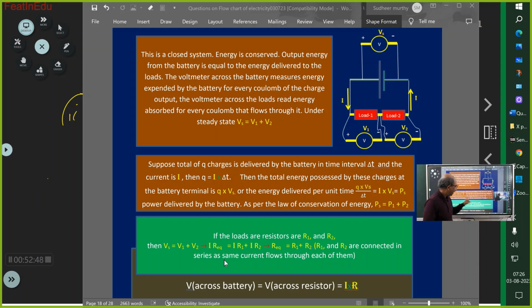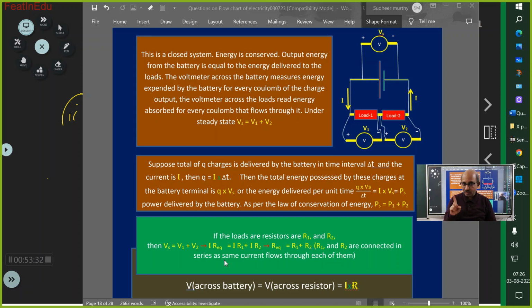So now here you see, students, the same current I is flowing through the loads. Which current? The electron that leaves the battery enters load 1, the same electron comes out of load 1, enters load 2, and comes out of load 2. It goes through the same loads. When the same current is flowing through both the loads, then the loads are said to be connected in series.